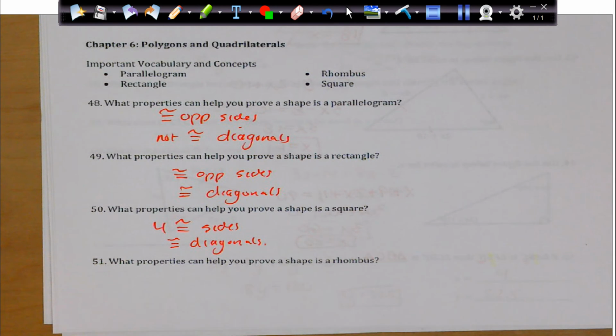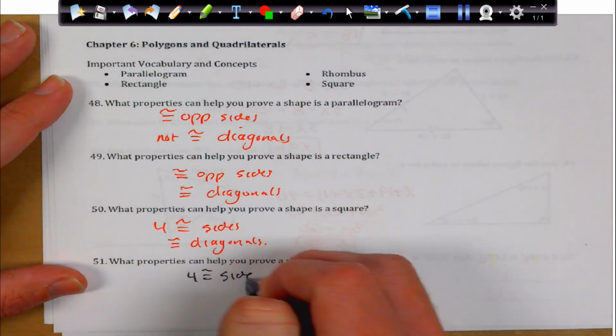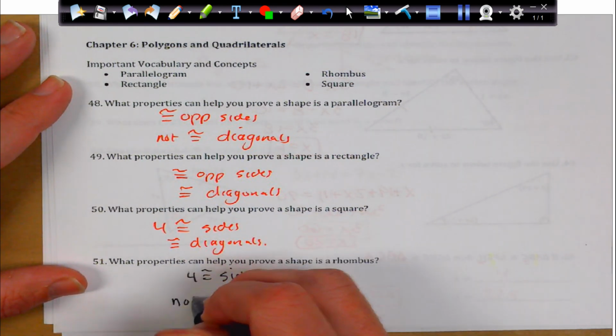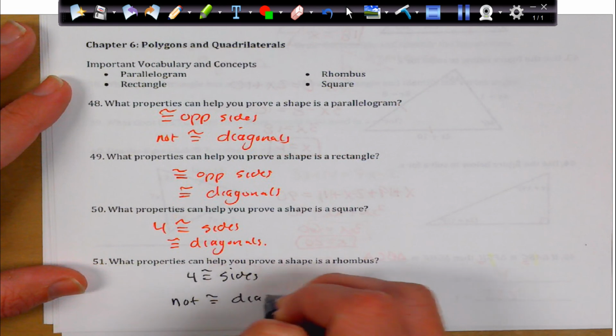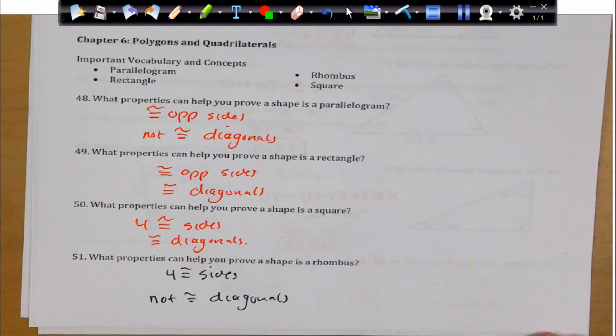Alright guys, last section, last part 3, 51 through 75. To prove a rhombus, we need 4 congruent sides, but not congruent diagonals. Alright, cool. I'll kind of summarize those 4, in case you missed those. Let's move on to 52.